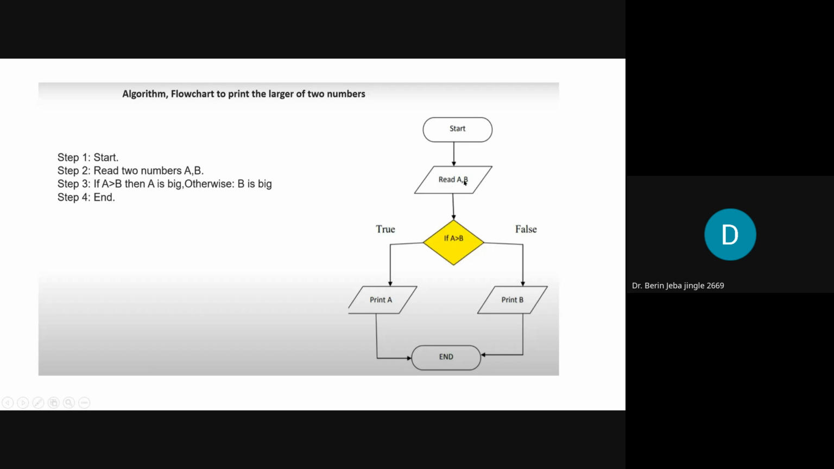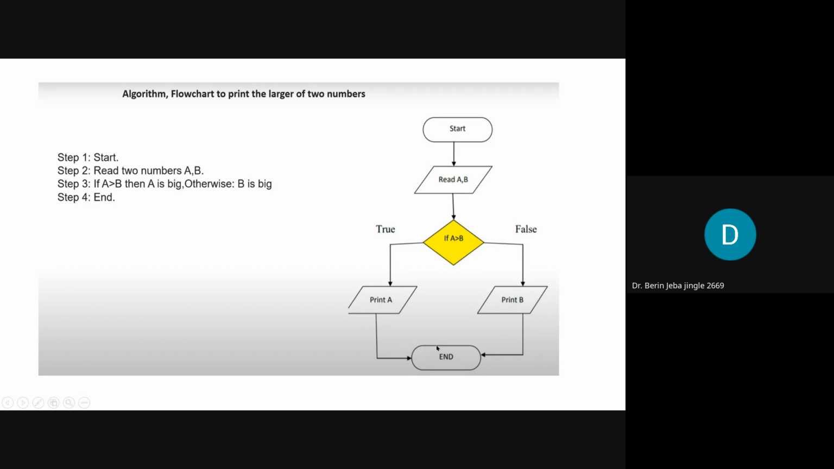Read A, comma B. Okay, 2 numbers. Now it is checking inside the decision box. This is the decision box. If A is greater than B, if it is true, then print A. If it is false, print B. Then both the things end with the end statement.